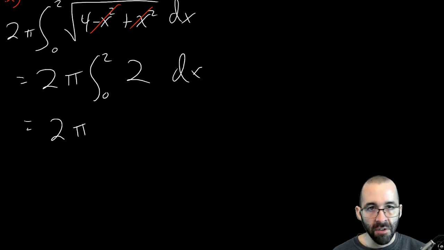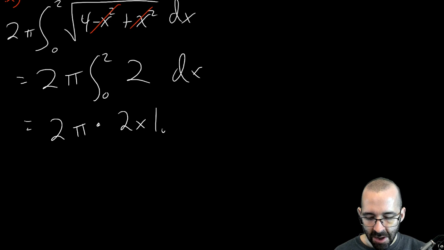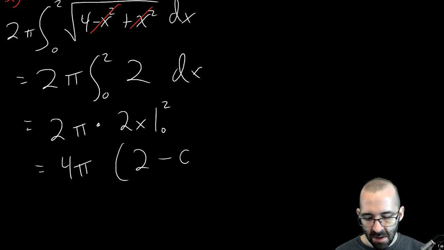What's the antiderivative of 2 with respect to x? 2x from 0 to 2. We get 4 pi. And then when x is 2, you get 8 pi units squared.